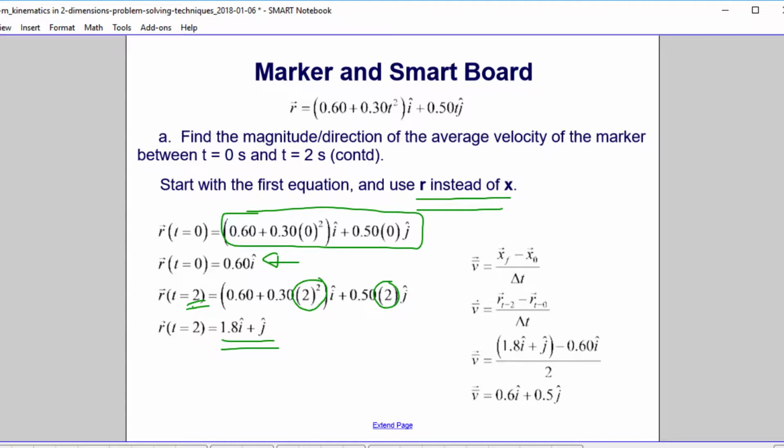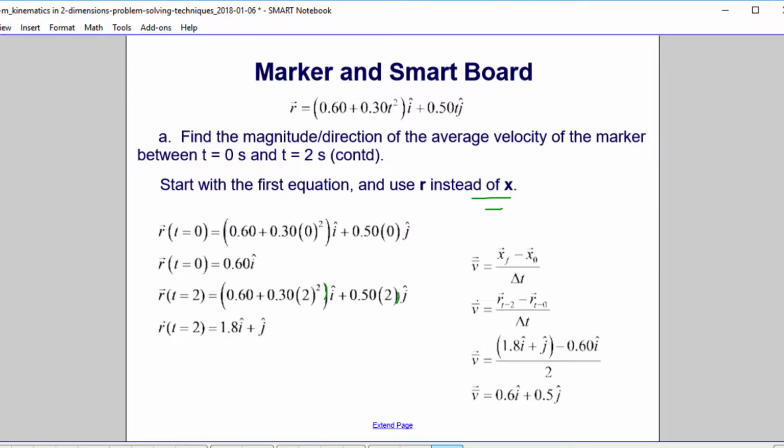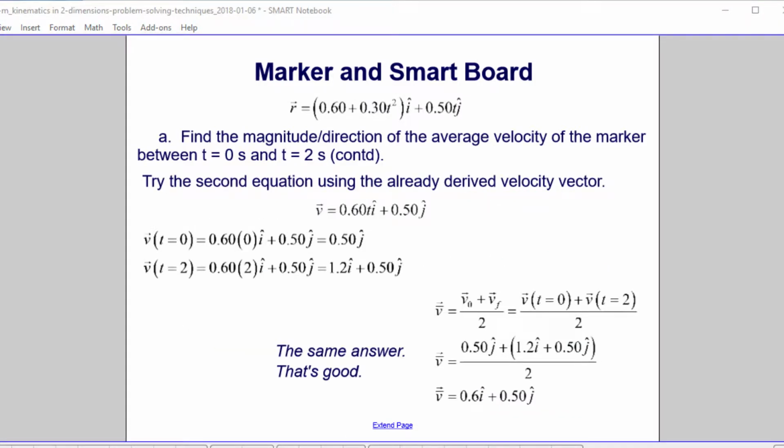So to find our average velocity now, we take this term here minus this term. This is where I said we're going to be using the r vector instead of x because we're working in 2 dimensions. We have 1.8 i plus j minus 0.60 i, and we get our average velocity as 0.6 i plus 0.5 j. Now we'll use the second equation, it's this equation right here.